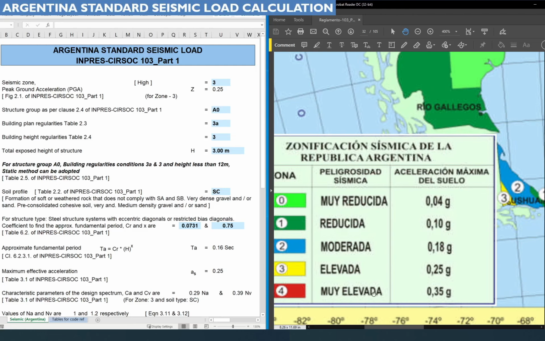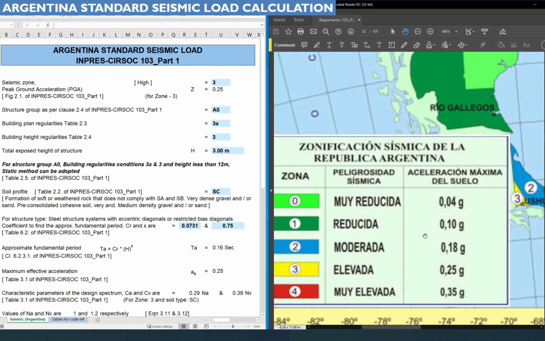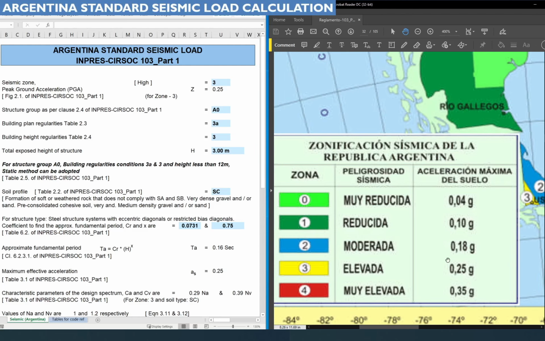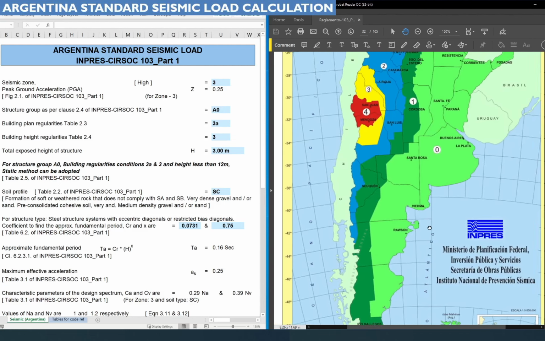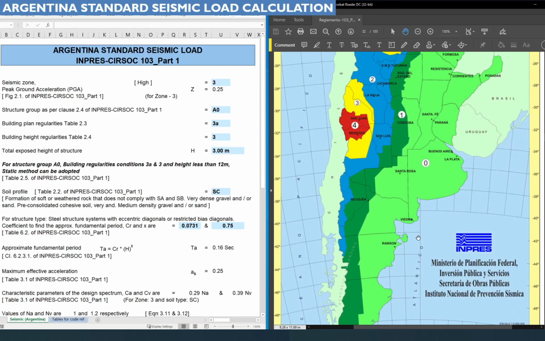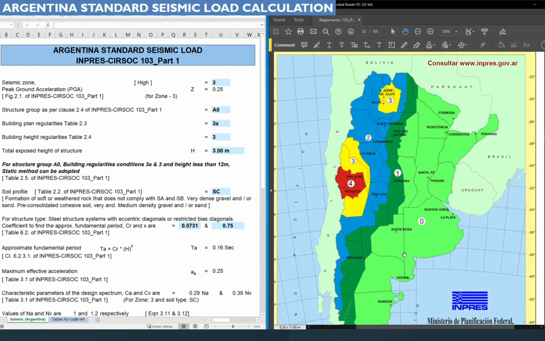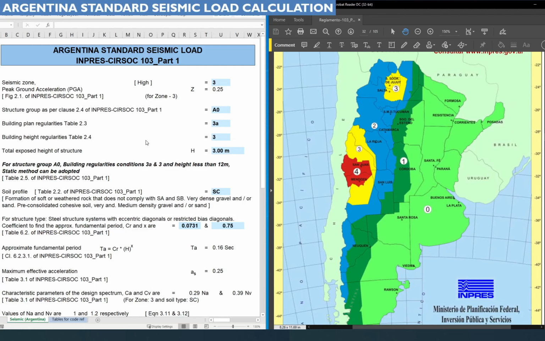So the peak ground acceleration also we can get from this. For zone 0 it is 0.04 g. For zone 1 it is 0.1 g. For zone 2 it is 0.18 g, for zone 3 it is 0.25 g, and finally for zone 4 it is 0.35 g. So we can identify the seismic zone based upon this map of Argentina, and accordingly we can also get the peak ground acceleration from this map.